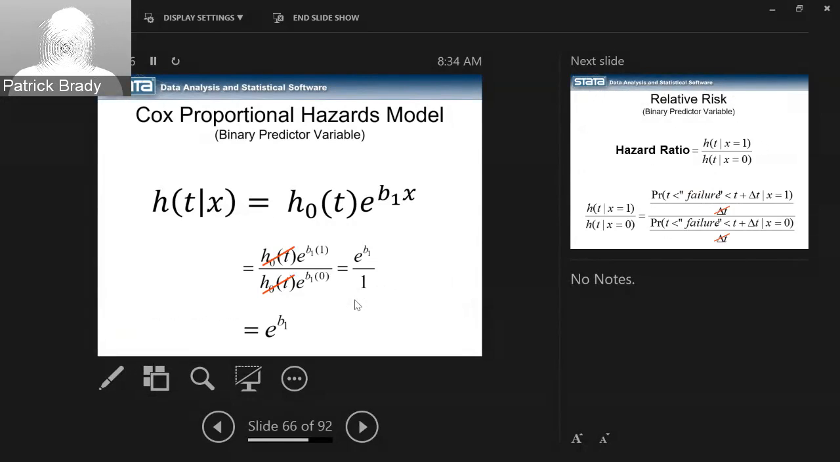I'm trying to stop using the word dummy, for reasons of a story someone told me that they used in a talk and it didn't work out so well. So I'm trying to stop using dummy and say indicator variables.